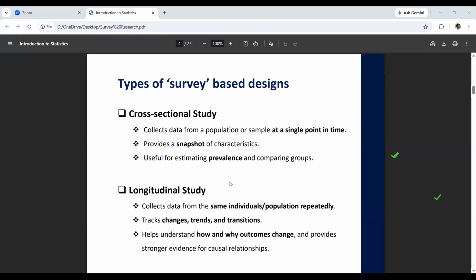Cross-sectional study and longitudinal study. So a cross-sectional study collects data from a population or sample at a single point in time. This provides a snapshot of characteristics. Imagine this like a still photograph coming from a camera.